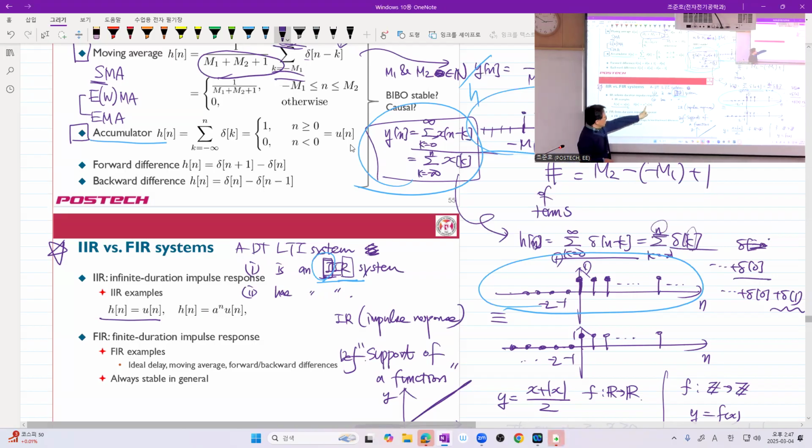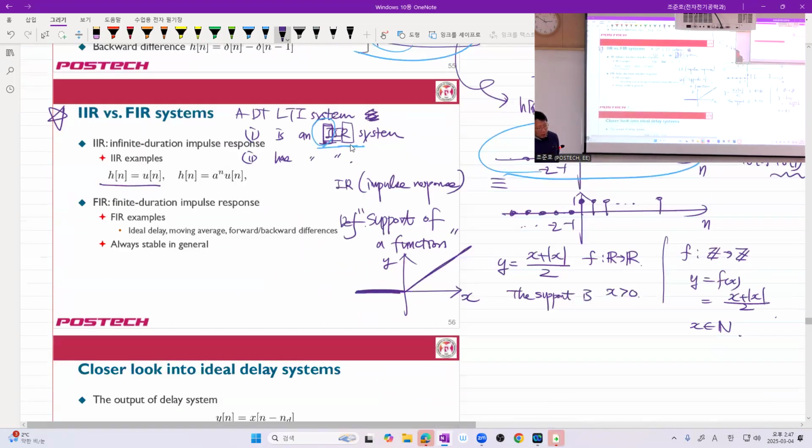Again, suppose a is non-zero, then you have what? Due to this one, and this is never zero, so you have an IIR system. And FIR, as I told you, means finite impulse response, that is, finite duration or finite support. Here, this is skipped. So we've already seen that a simple moving average is an FIR system, or has an FIR, a finite impulse response.